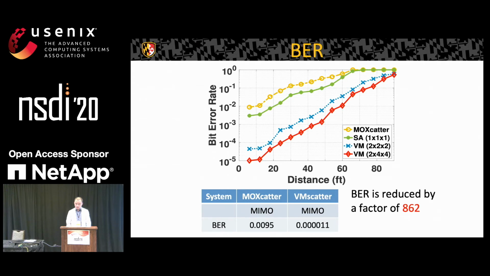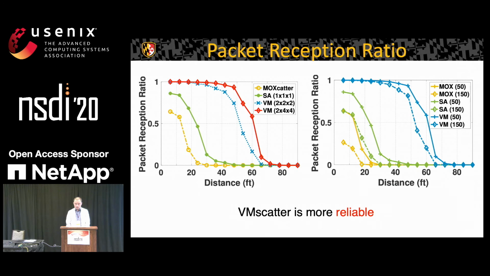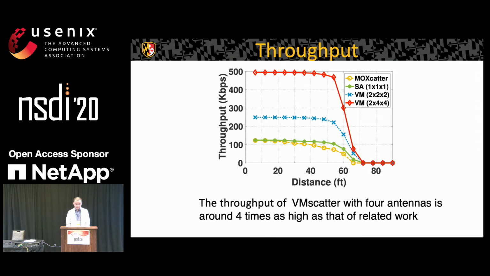The figure shows the performance of VMscatter is much better than that of MOXcatter. The bit error rate of VMscatter is reduced by a factor of 862 compared to the bit error rate of MOXcatter. We also evaluate the packet reception ratio of VMscatter under different distance and packet length. We can observe that no matter for distance or for packet length, VMscatter shows more reliability than MOXcatter. We also show the throughput of VMscatter under improved throughput mode. With 4 antennas, the throughput of VMscatter is around 4 times that of MOXcatter.